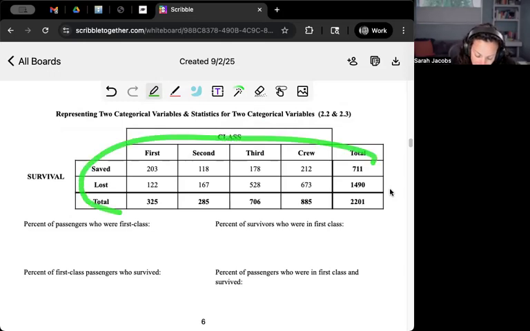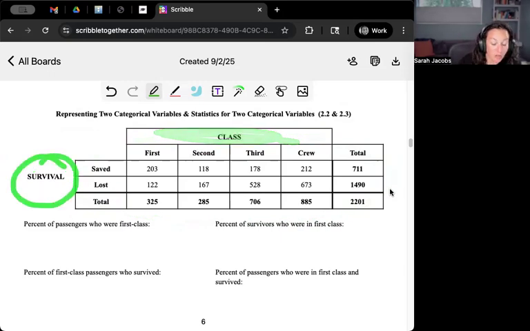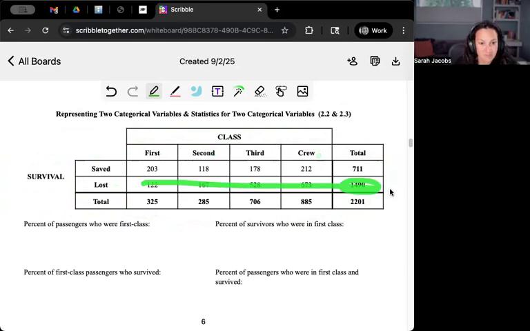So taking a look at this, we've got a two-way table, meaning we've got something up here and something here. So here's one variable, what class, and here's another variable, survival. So think to yourself, what might this be? We've got first, second, third, and crew. We've got a lot of people not surviving. What might this be? If you said the Titanic, ding, ding, ding. Bad day to be on a boat.